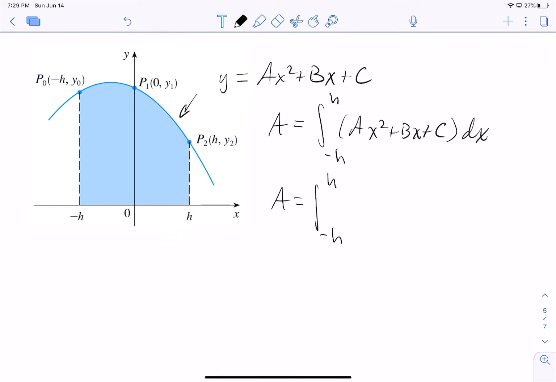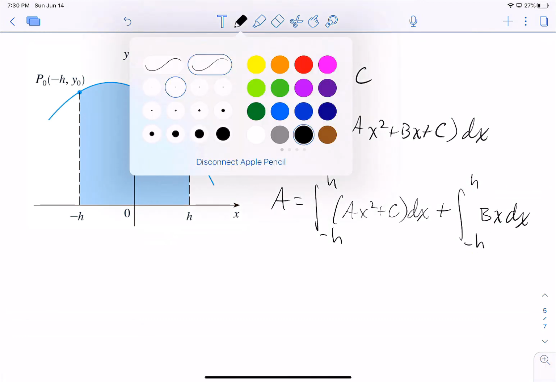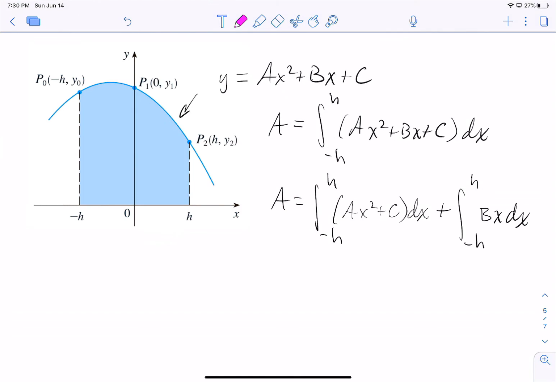Negative h to h, the integral of ax squared plus c dx, plus the integral from negative h to h of bx dx. Now the reason we did that is because bx is an odd function, and we're talking about the integral of an odd function with a symmetric interval. That whole integral from negative h to h of bx dx is going to be 0. Likewise, ax squared plus c is an even function, and so we can take advantage of symmetry and say that the area is equal to 2 times the integral from 0 to h of ax squared plus c dx.